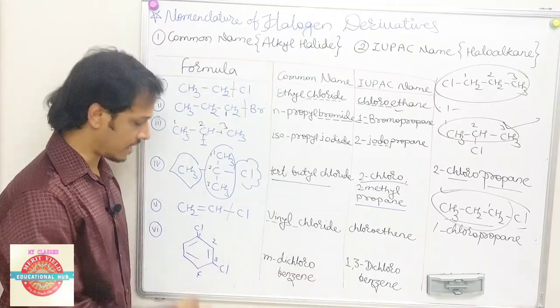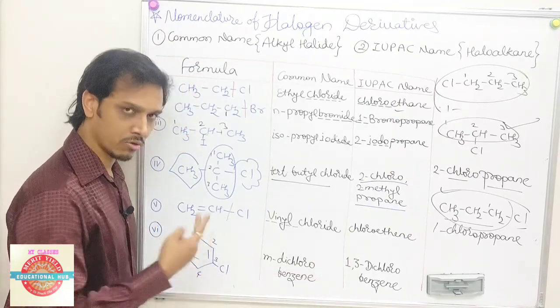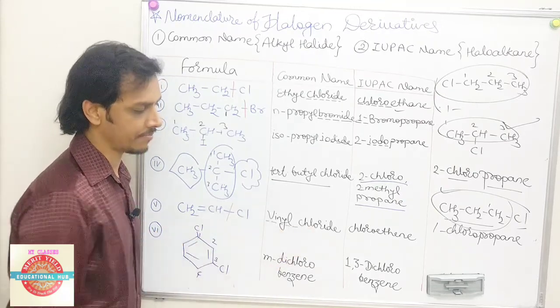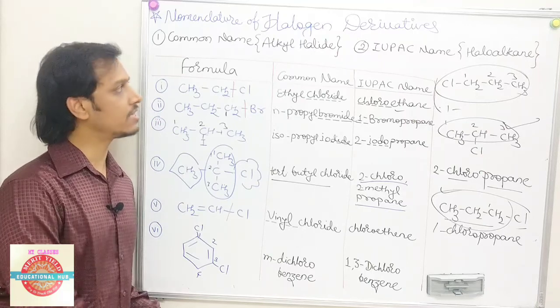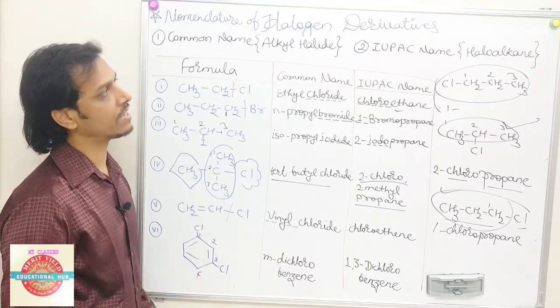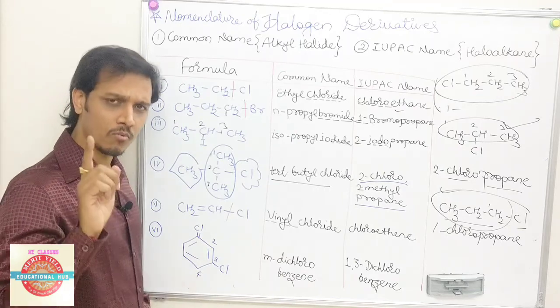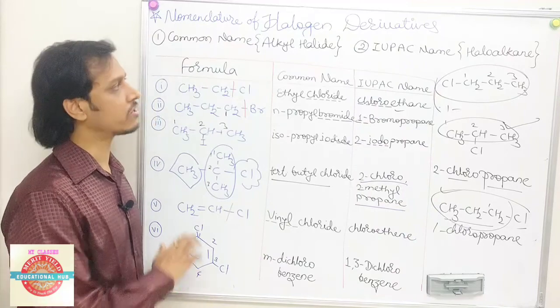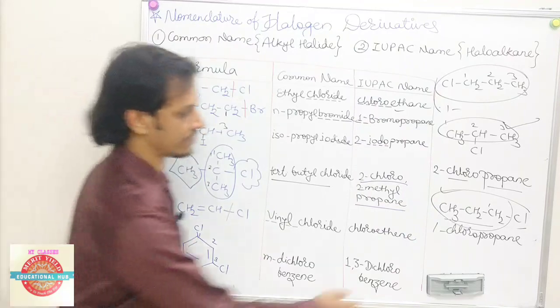Dichlorobenzene is the remaining part. So this is benzene, chlorine 2 times. The way of writing is dichloro. So dichlorobenzene is the name. So this is the common and IUPAC nomenclature system for the halogen derivatives. Now we'll take one example, a big example, try to nomenclate it, and we'll stop for the nomenclature part only.